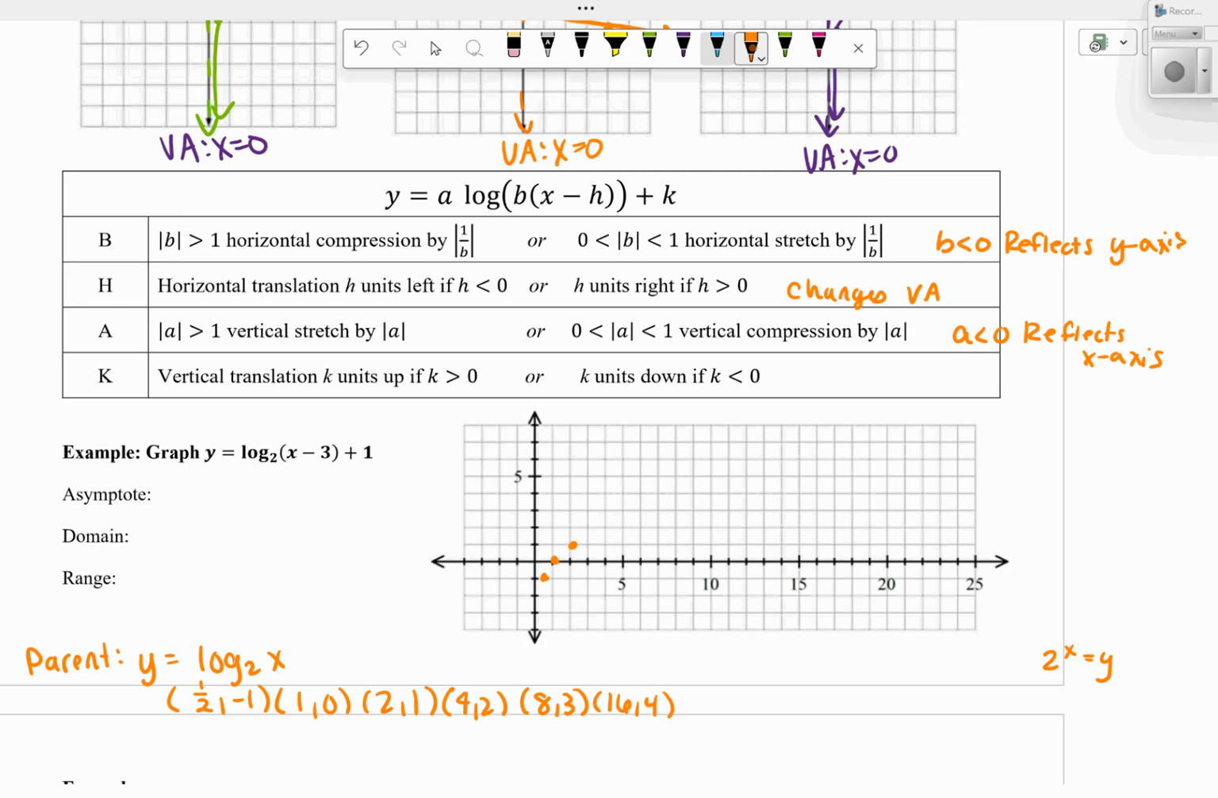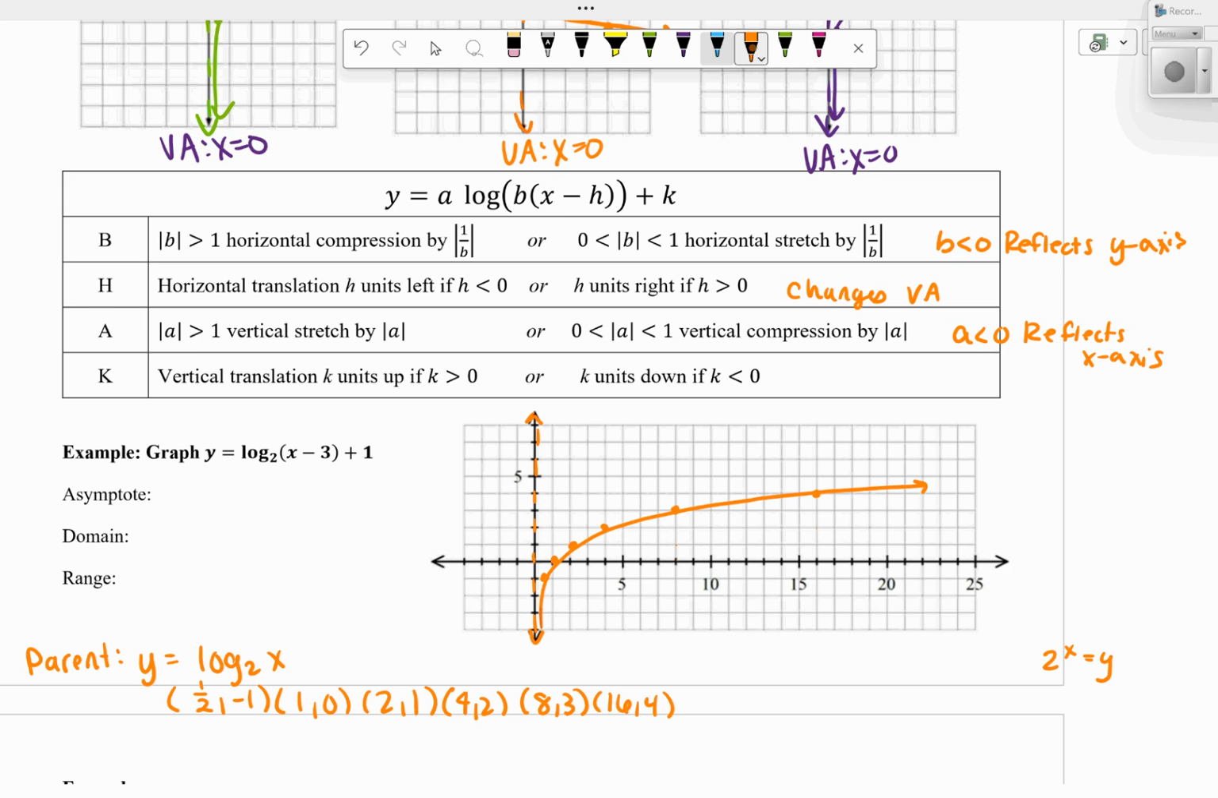So if we did the next one, which would be 2 to the fifth, it's going to be off our graph because 2 to the fifth is 32. So (32, 5) would be the next point. So we have (4, 2), (8, 3), and (16, 4). So this right here is the parent graph. And then of course we always want to graph our asymptote.